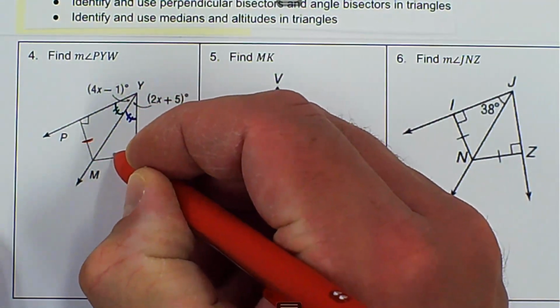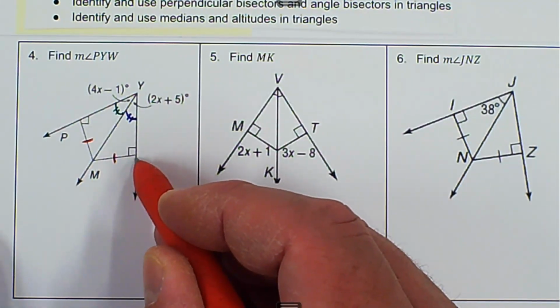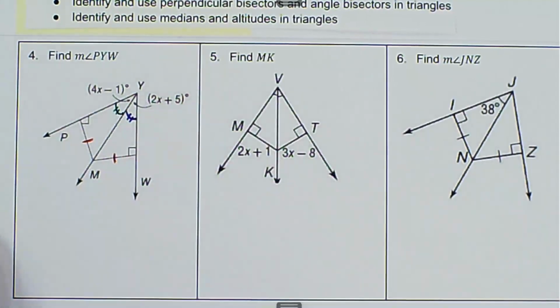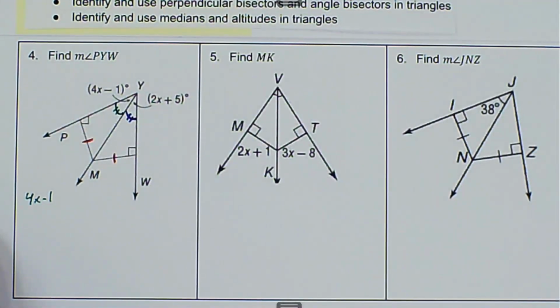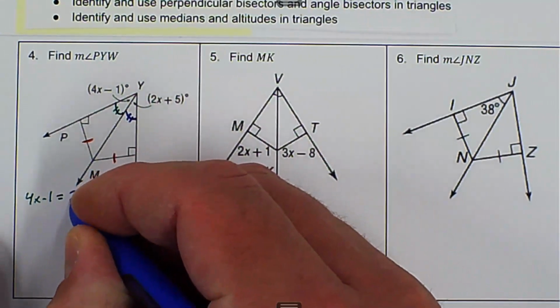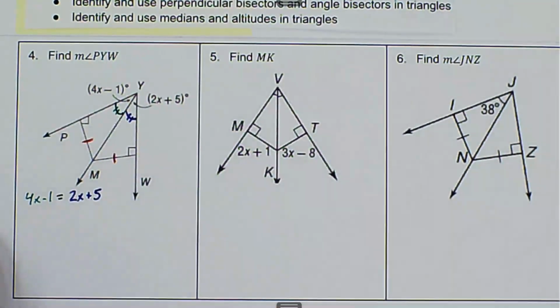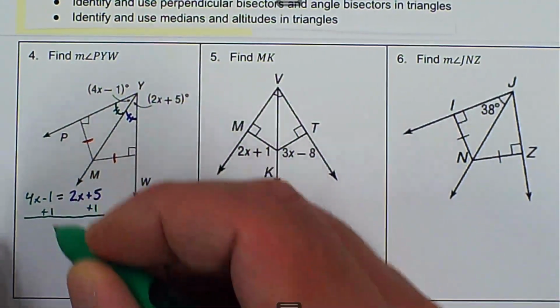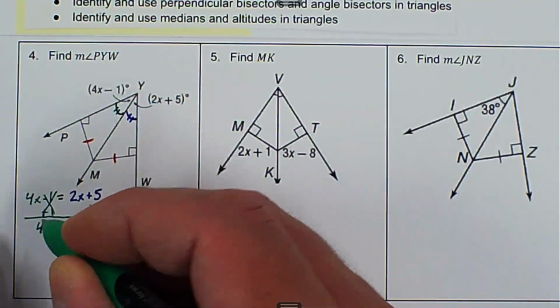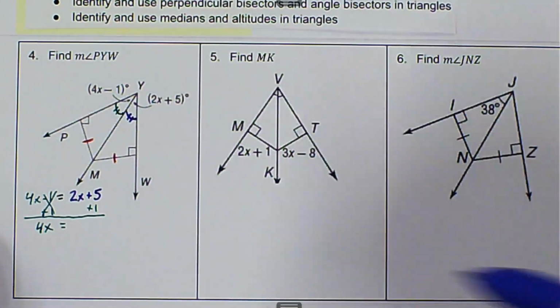It says if point M is the same distance from each side, then YM is the bisector. So we can set it up right now, and we can say that these two equations are equal to each other. So we can say 4x minus 1 is equal to 2x plus 5. And we want to add 1 to both sides of the equal sign. Our 1's cancel, and we're left with 4x is equal to 2x plus 6.